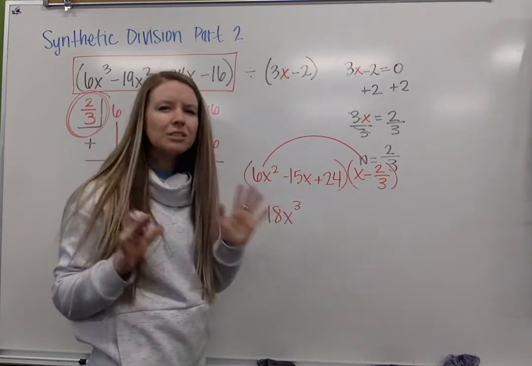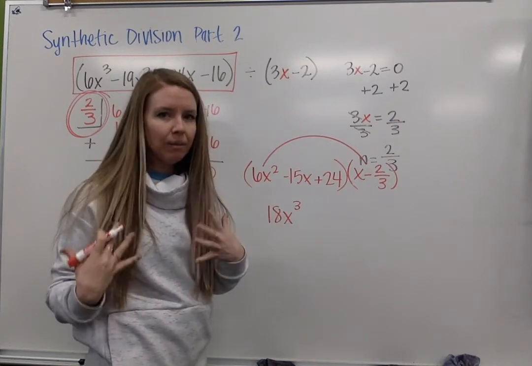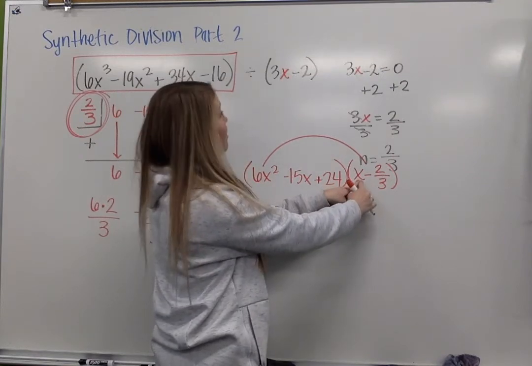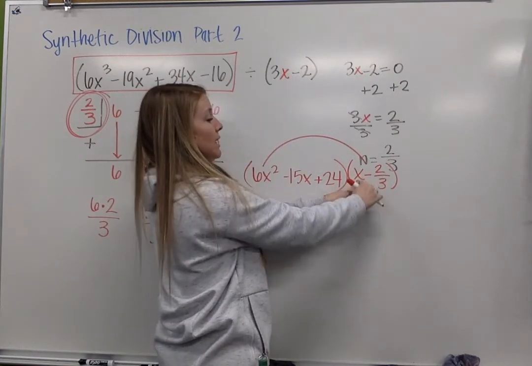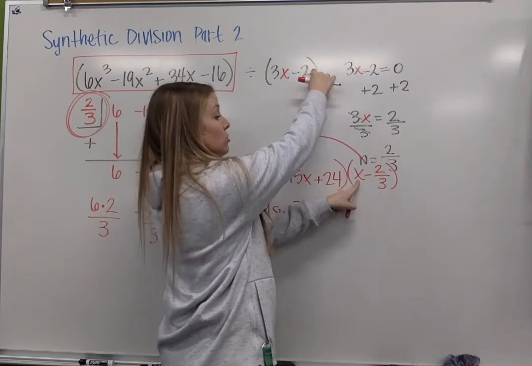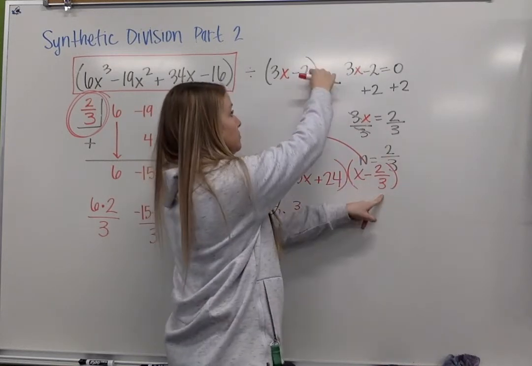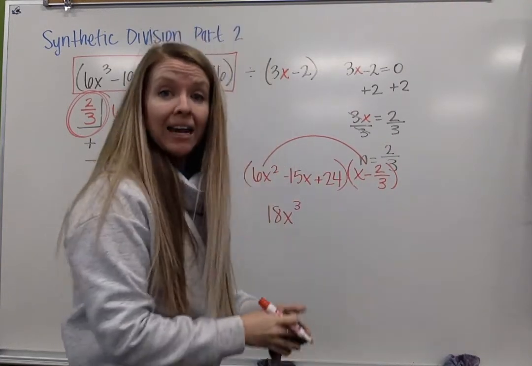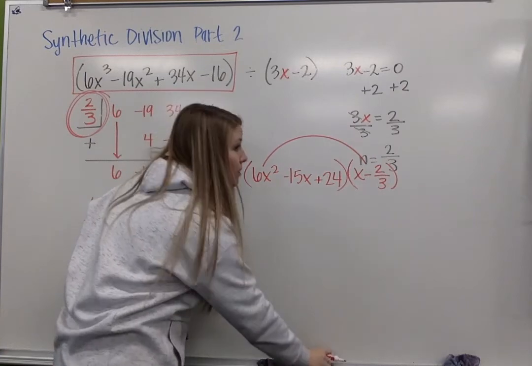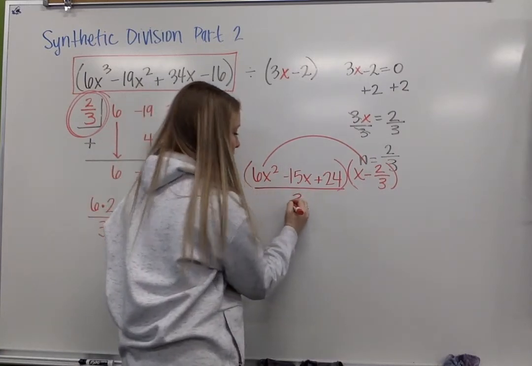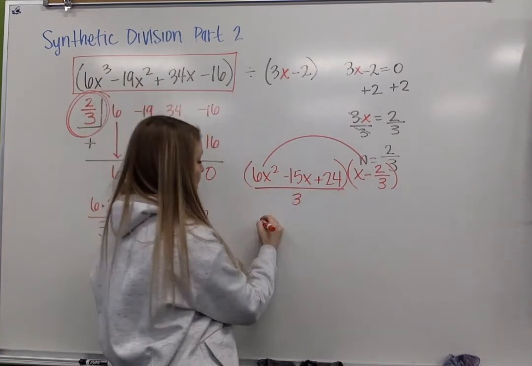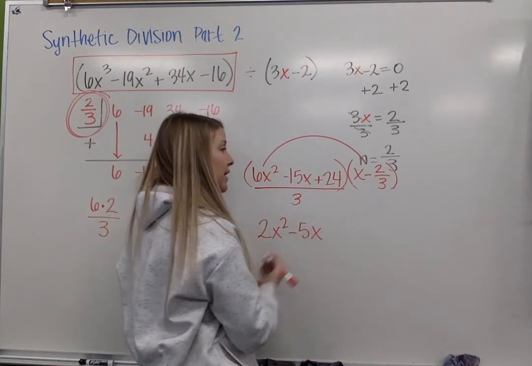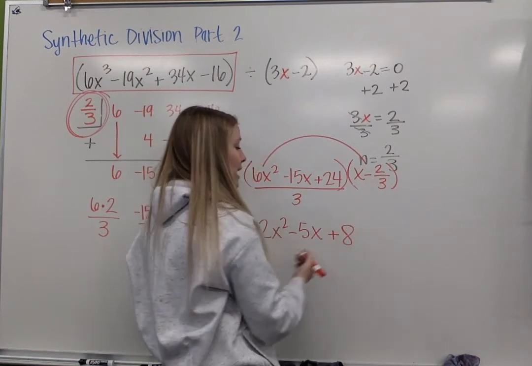Okay? I'll explain in more detail in person. It'll make more sense, I promise. But this is actually what happened. See how the x has been divided by 3 and the 2 has been divided by 3? So what I need to do is divide my answer by 3. So I'm going to get 2x squared minus 5x plus 8.